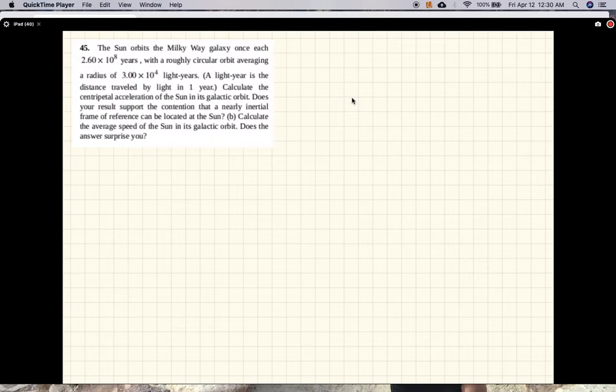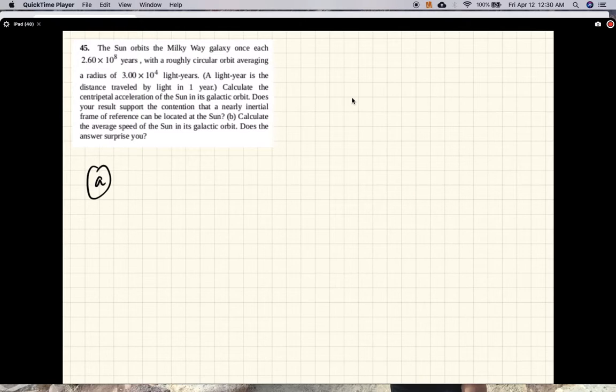Okay, let's see, what does this problem read? Let's say the Sun orbits the Milky Way galaxy once in 260 million years, with a roughly circular orbit averaging a radius of 30,000 light years. Calculate the centripetal acceleration of the Sun in its galactic orbit. Does your result support the contention that a nearly inertial frame of reference can be located at the Sun?